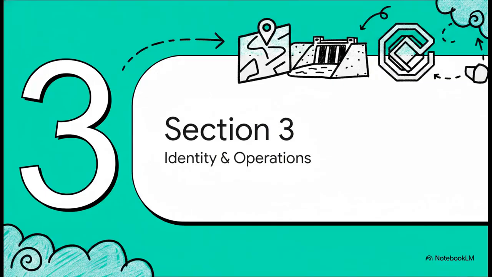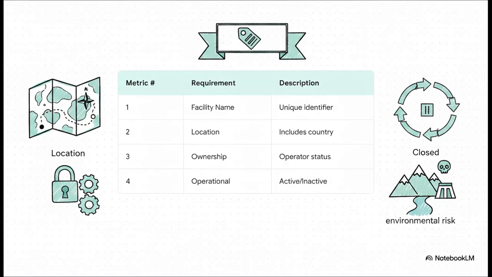All right, Section 3, Core Identity and Operations. To keep from totally overwhelming you with all 12 metrics at once, we've chunked them into a few logical buckets. Metrics 1 through 4 answer the very simple who, where, and what status of your tailings facility. Metric 1, just the facility name or identifier. Super simple. Metric 2 is the location. But wait, it strictly must include the operating country, which is absolutely vital for understanding jurisdictional risk.